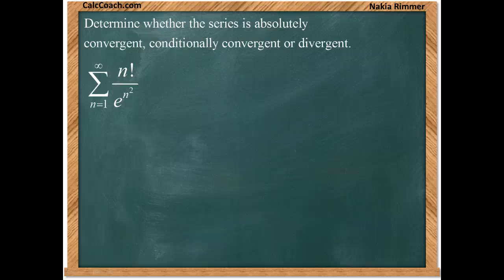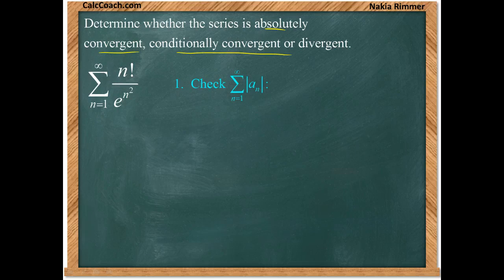Determine whether the series is absolutely convergent, conditionally convergent, or divergent, with the sum from 1 to infinity of n factorial over e to the n squared. When asked the question in this format, we want to first consider the series of absolute values.